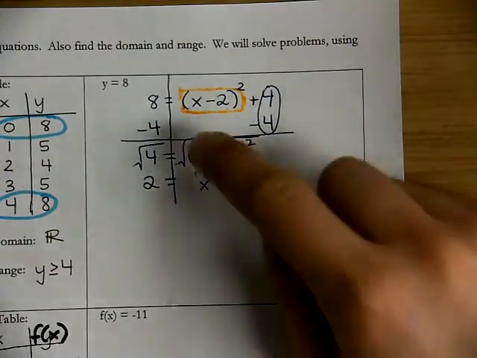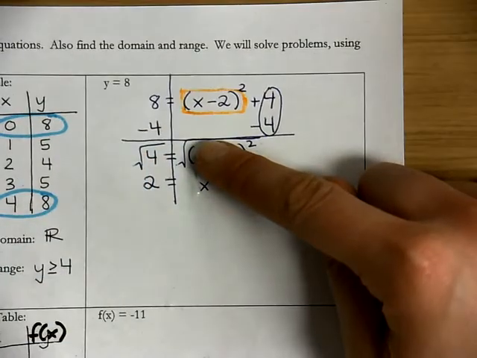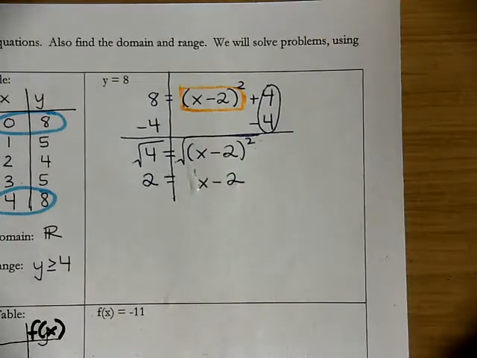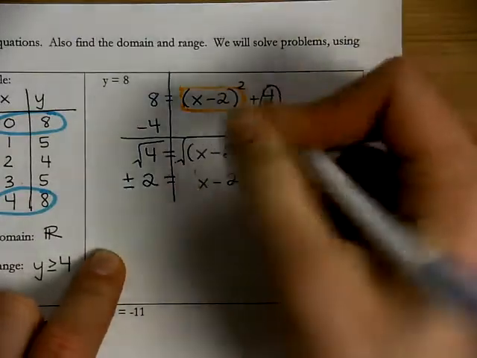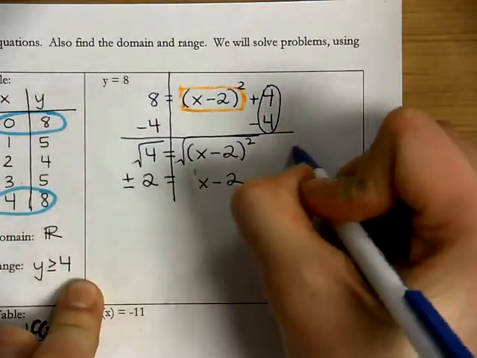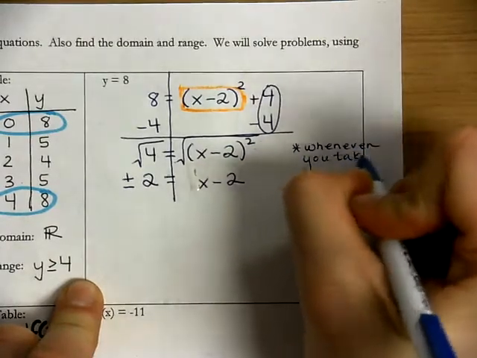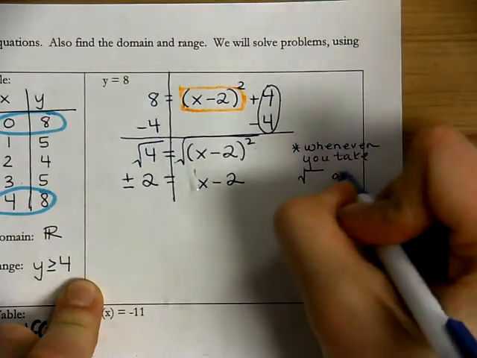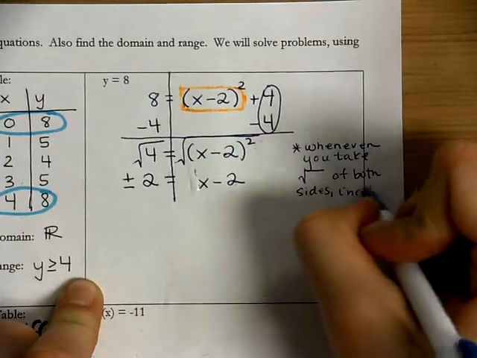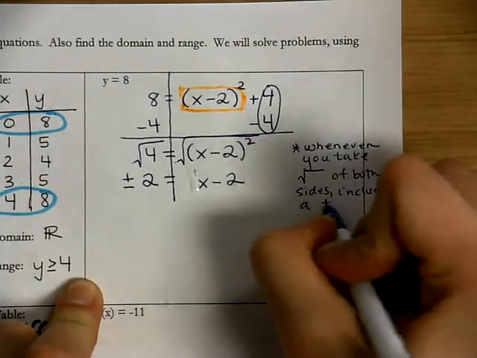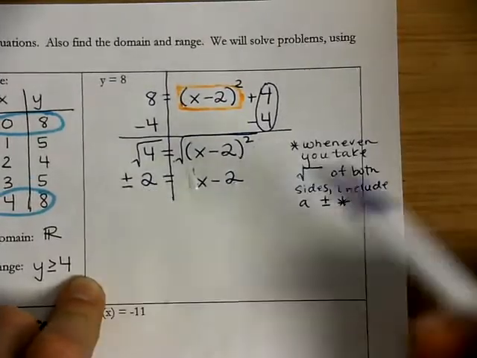But we've got to think about this. We know that 2 squared is 4, but there's another number that when you square it, you get 4, and that is negative 2. So this is where we're going to write plus or minus 2. Let's make a little rule of thumb: whenever you take the square root of both sides, include a plus or minus right away. So as we took the square root of both sides, we write plus or minus 2.